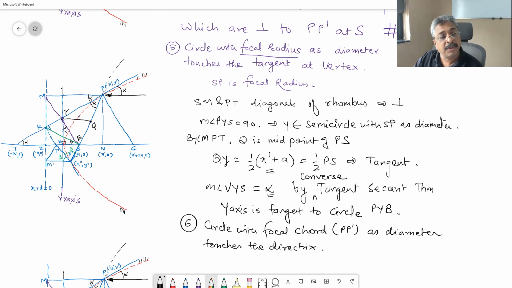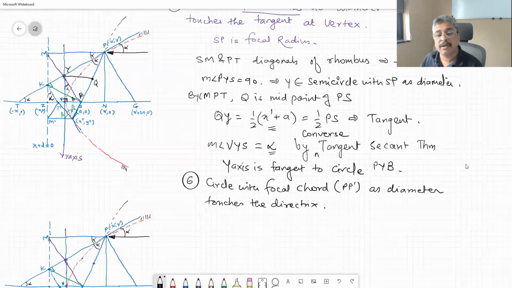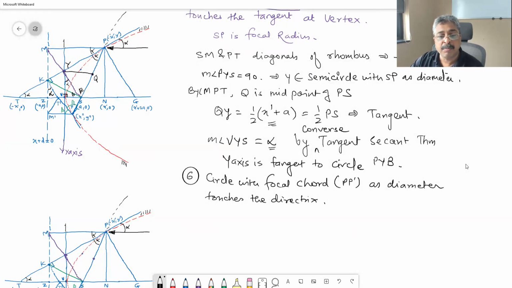I think it is going to be the same reason. This angle is alpha now, and again by tangent secant property, it is one and the same. Okay, same. Tangent secant is helping us. Now which angle is alpha? Angle M dash K P dash is equal to alpha. Therefore, so focal radius is SP and focal chord is PP dash, by converse of tangent secant theorem proved.